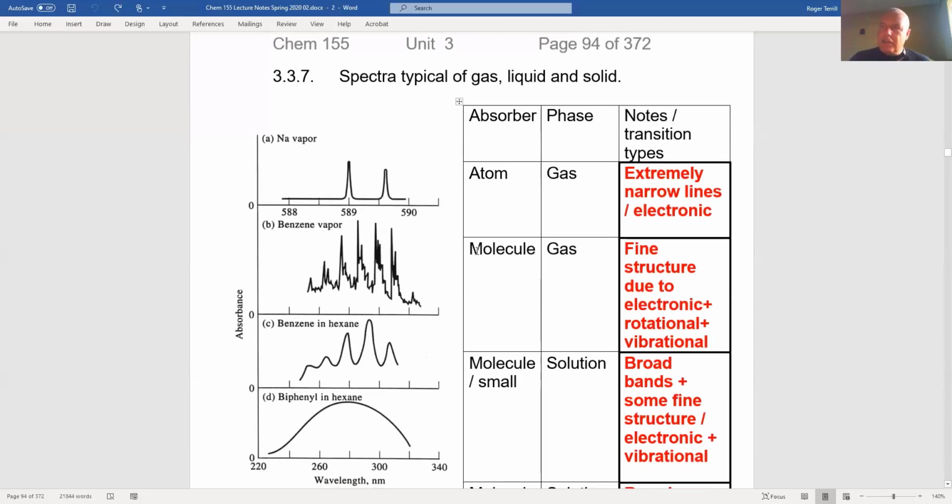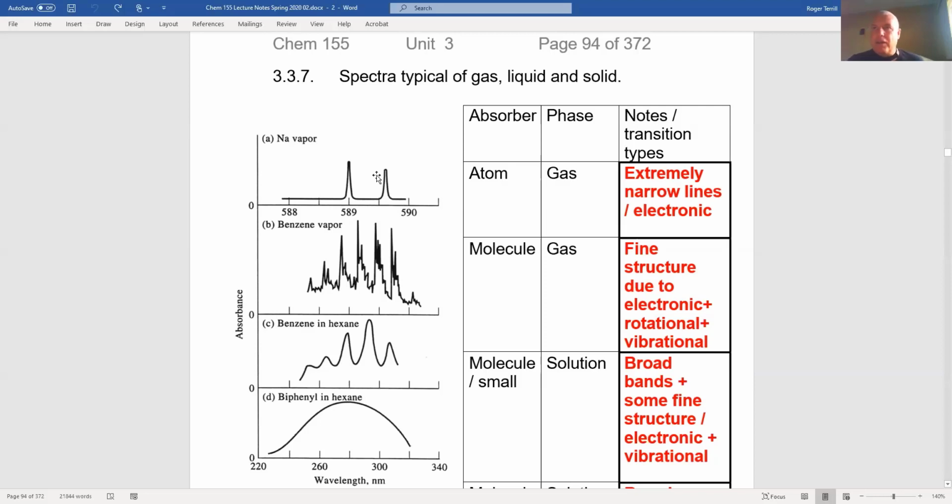So to berate this subject a little bit more, if you have a sodium atom in the gas phase, in which it's not interacting with anything else, no other sodium atoms, it gives these line spectra. This is 589, and this is 589.7. So this is 1 nanometer here. This is about 0.05 nanometers in full width at half maximum. So these are super, super narrow, and these are the simplest spectra that you get.